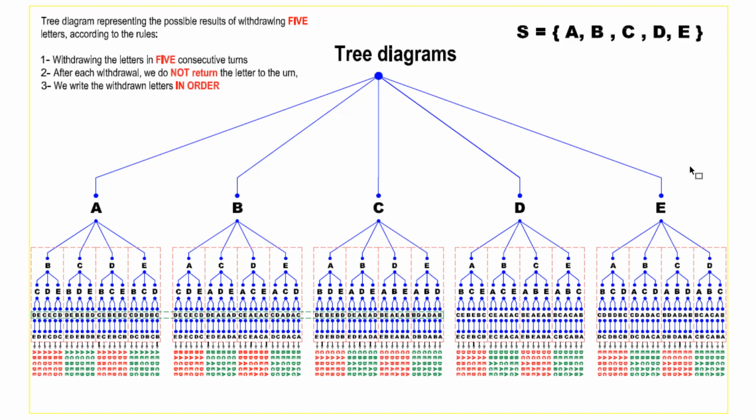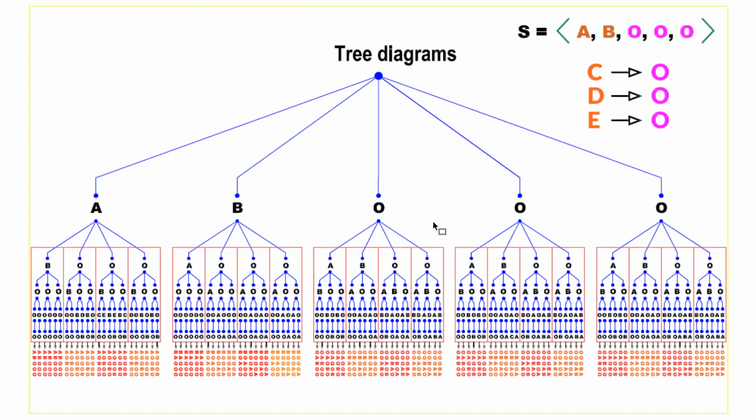So we are going to map that. So we map these 3 letters into O, and we replace every C, D, and E in the old tree with the letter O. And now we notice that this tree has been generated, but we have one issue with it. There are similar ordered words in it, and we need to cancel this similarity.